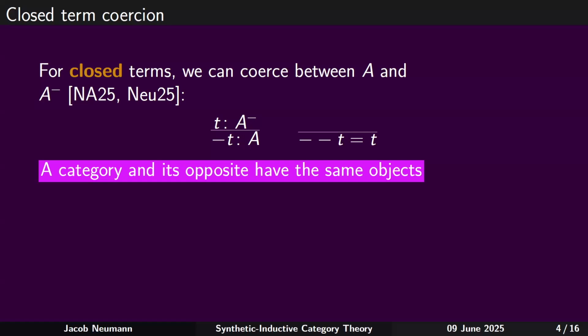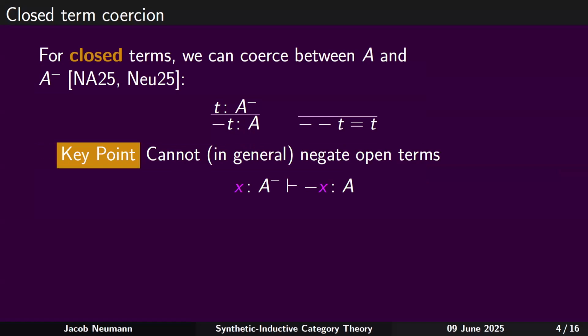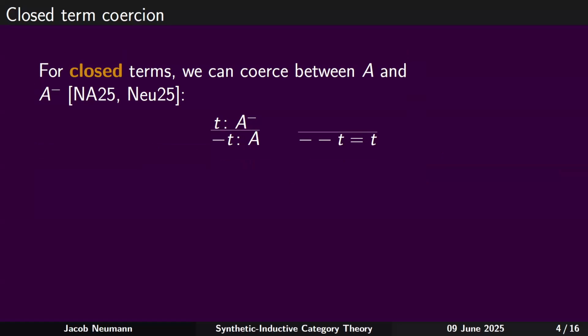And the intuition here is that a category and its opposite have the same objects. So it'd be kind of weird if this wasn't the case, because A and A minus are supposed to have the same terms, the same objects. So the key point is that we cannot, in general, negate open terms. So if I have a term x of A minus, I can't negate it to get x in A, because it's not a closed term; it's an open term. And so that's a key rule here.